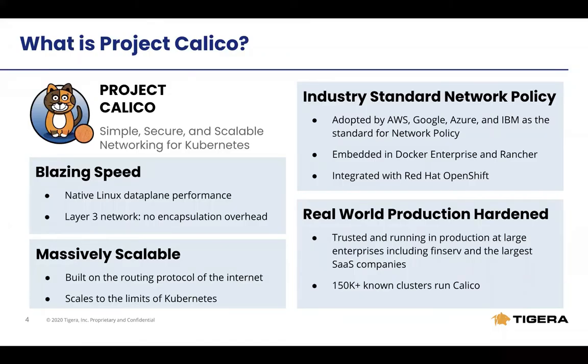A lot of users out there have been using Project Calico because it's simple, secure, and scalable. One of the things architecturally about the design of Calico itself is that it uses native Linux data plane performance and creates layer 3 networks without any encapsulation. That's one of the options in which Calico runs, and that way it can provide a simple, scalable layer 3 network for your Kubernetes workloads.